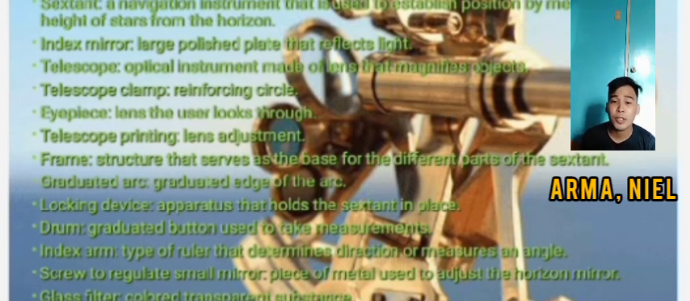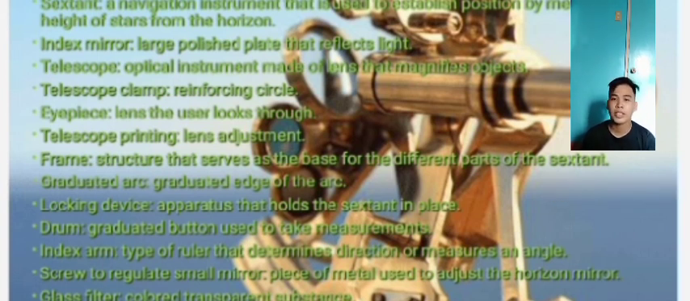So next, the drum or the micrometer drum. The function of this is that it rotates to make fine adjustments when measuring angles and indicates minutes of a degree of an angle. So next, the index arm. The function of the index arm is that it determines the direction or measure of an angle.